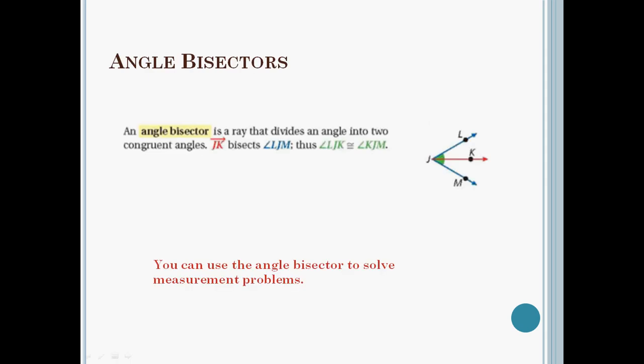Angle bisectors are rays that divide an angle into two congruent angles. Congruent angles, just like congruent segments, are angles that have the same measure. So we can think of a bisector as a ray that cuts an angle right in half. You can use the bisector to solve measurement problems.